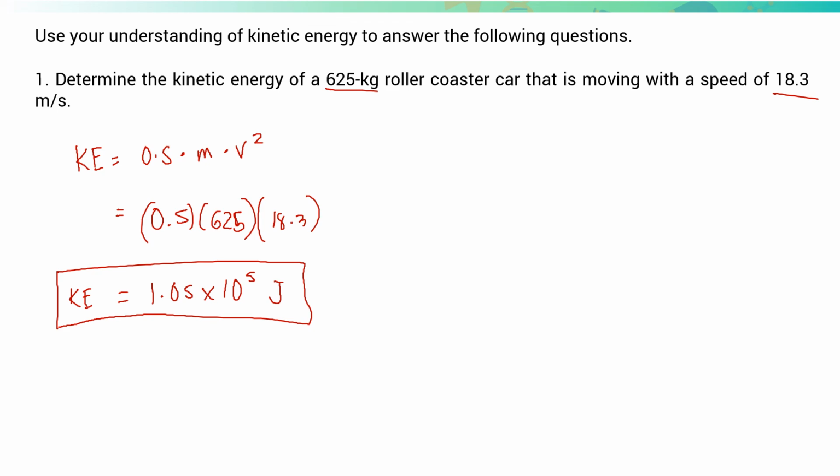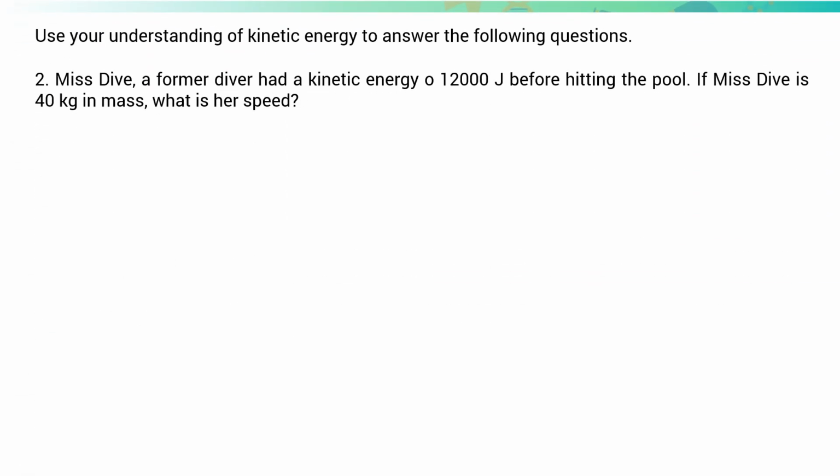Okay, let's have another example. For the second and last problem, Miss Dive, a former diver, had a kinetic energy of 12,000 joules before hitting the pool. If Miss Dive is 40 kilograms in mass, what is her speed before hitting the pool? Let's write down our formula. You can also write 1/2, but let's just write 0.5 mv squared. Sometimes you're going to see 1/2.